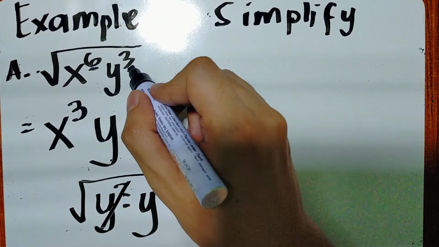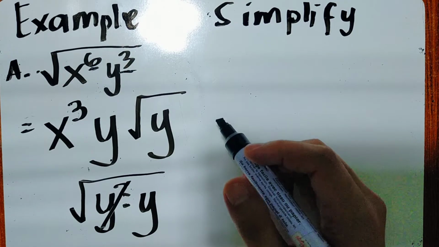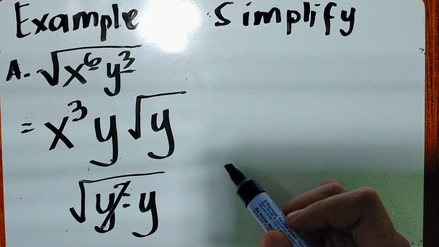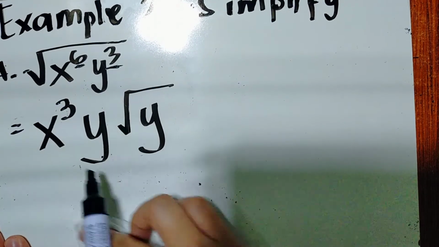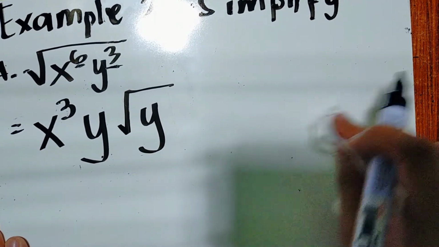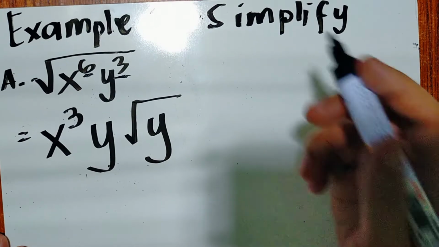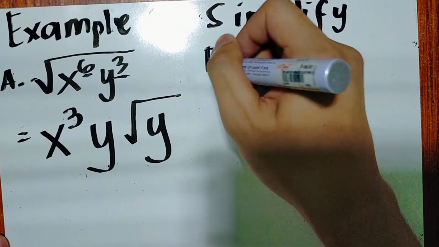Nailabas na natin yung another count or bilang nung isang index natin. Okay? So, that's it for number 1. Again, i-divide mo lang po yung exponent dun sa index para mas mabilis mo makuha yung answer.